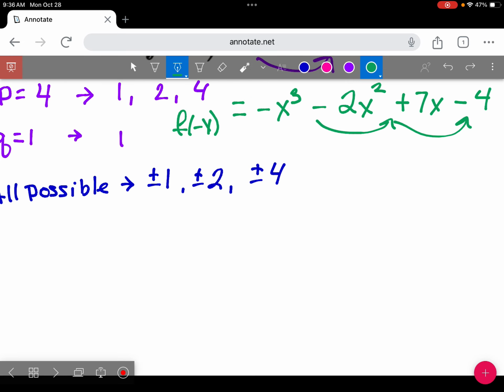So what we're going to do then is try substituting in f of 1, f of 2, f of 4. You can either do it as a straight up substitution, or you can do it with synthetic division to get to our remainder of 0. Because if it's a root, f of that value would equal 0.